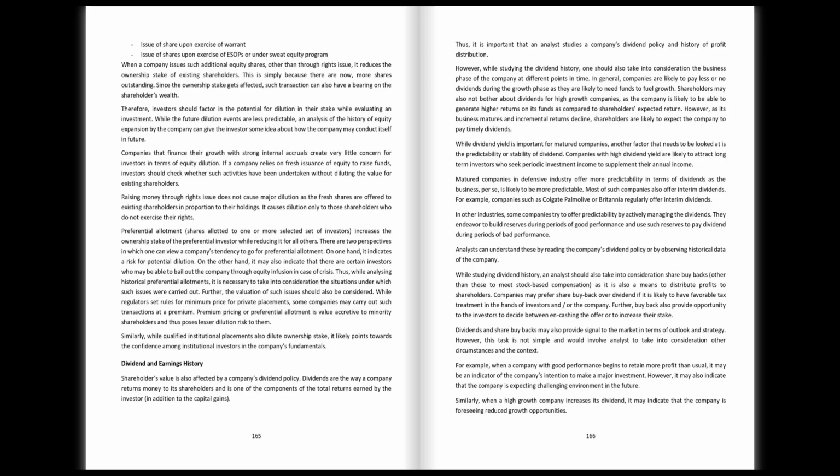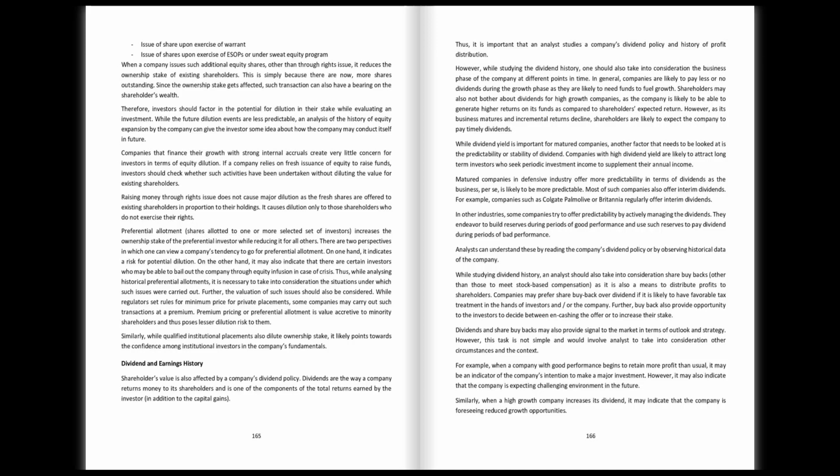While dividend yield is important for mature companies, another factor that needs to be looked at is the predictability or stability of dividend. Companies with high dividend yield are likely to attract long-term investors who seek periodic investment income to supplement their annual income. Mature companies in defensive industry offer more predictability in terms of dividends as the business, per se, is likely to be more predictable. Most of such companies also offer interim dividends. For example, companies such as Colgate-Palmolive or Britannia regularly offer interim dividends.